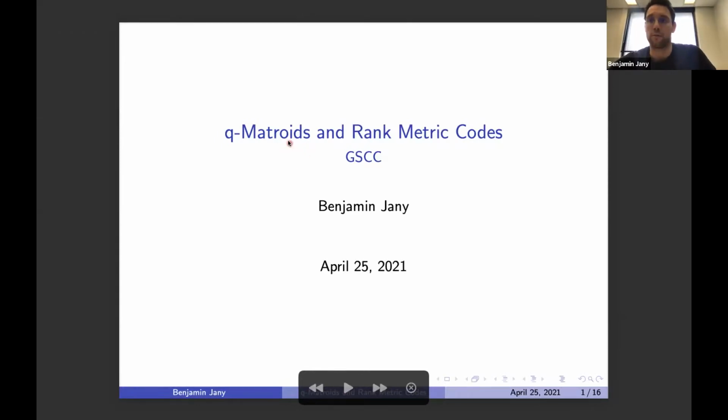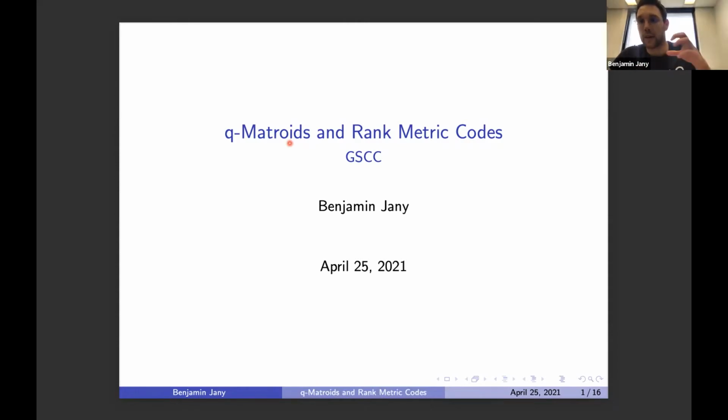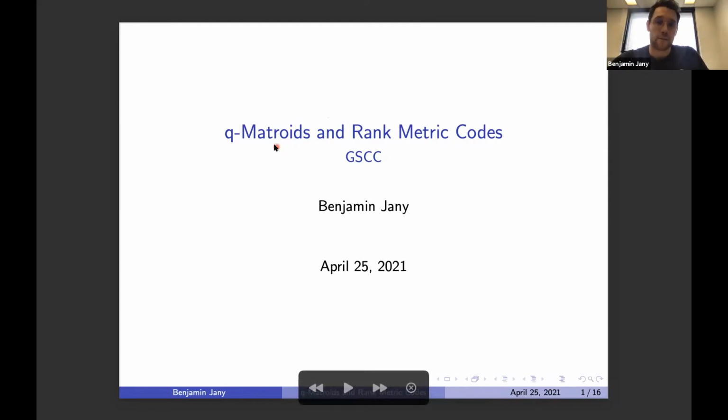And the goal of those q-Matroids, similar to matroids, is to try to find mathematical objects out there that induce a q-Matroid, and hopefully that q-Matroid will extract useful information from those objects, right? And so Urias and Pelican defined those q-Matroids from rank metric codes.